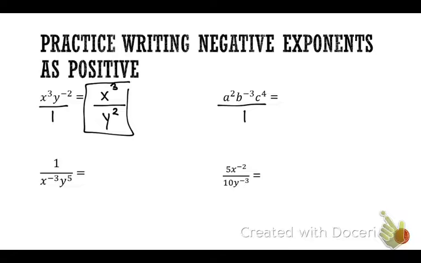Which terms need to stay where they are? Which ones? Positive. Okay, the positive ones, a squared and c to the 4th, need to stay where they are. What's the only one that moves to the bottom? B to the negative 3rd power. Okay, all right, and positive 3rd. B to the negative 3rd moves to the bottom, making it positive. So B to the 3rd now.